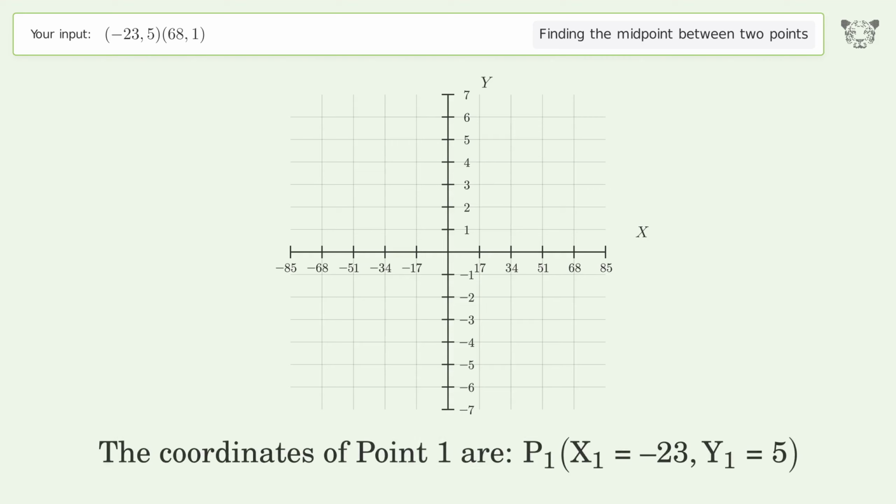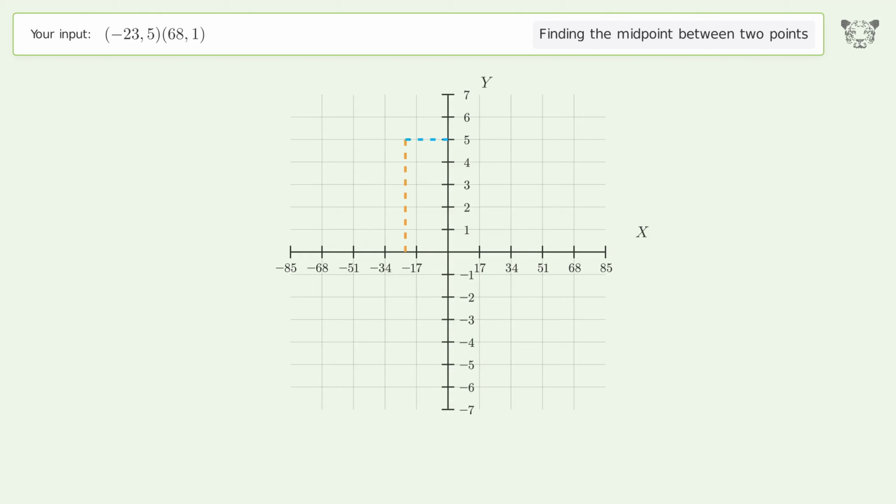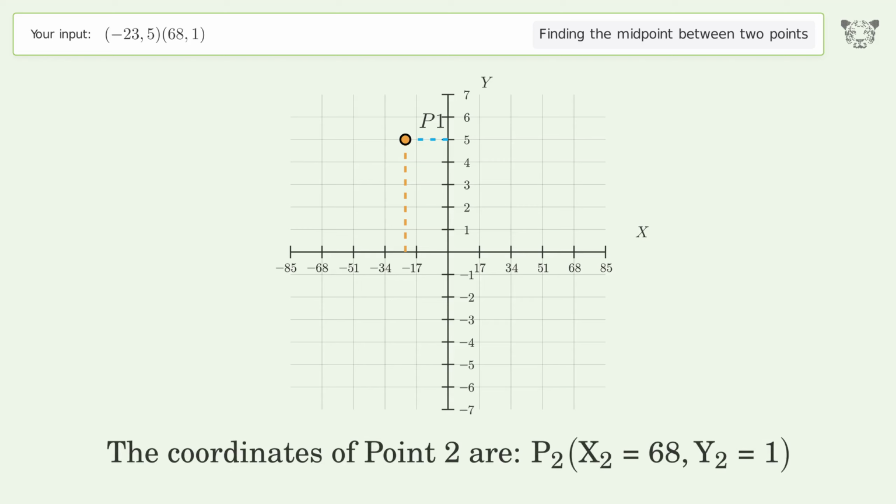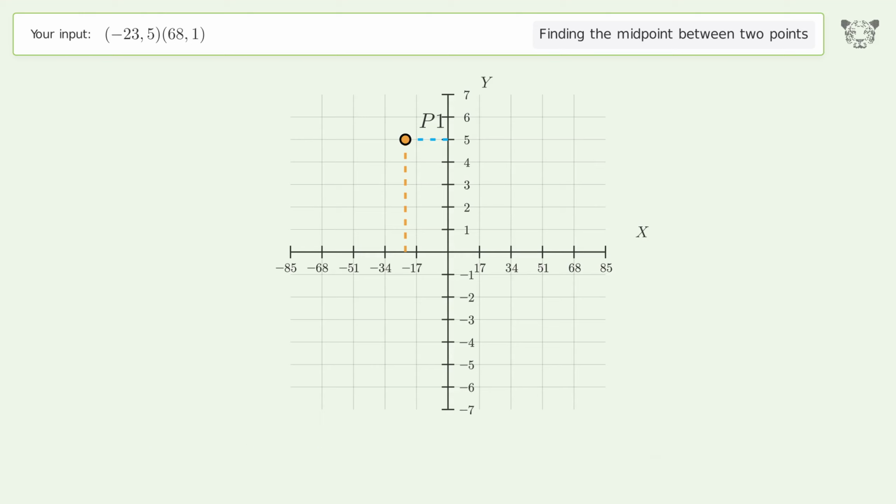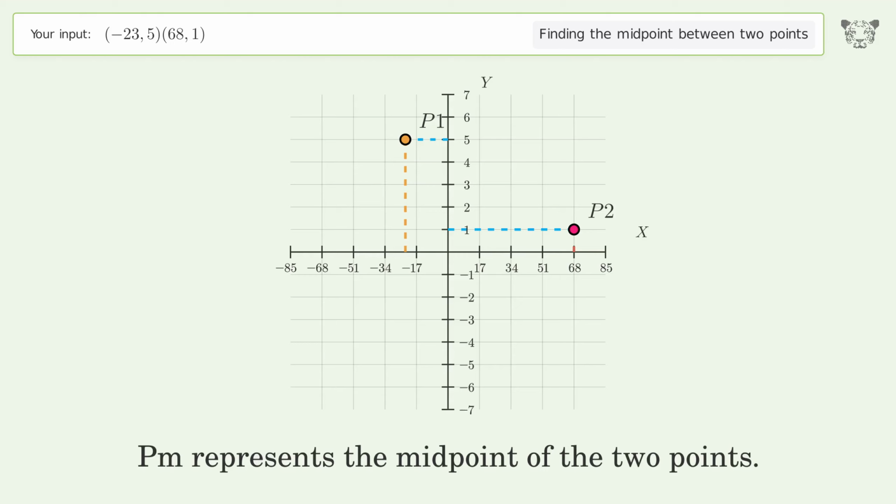The coordinates of point 1 are x1 equals -23, y1 equals 5. The coordinates of point 2 are x2 equals 68, y2 equals 1. PM represents the midpoint of the 2 points.